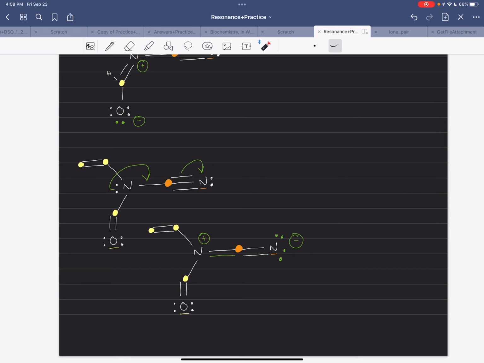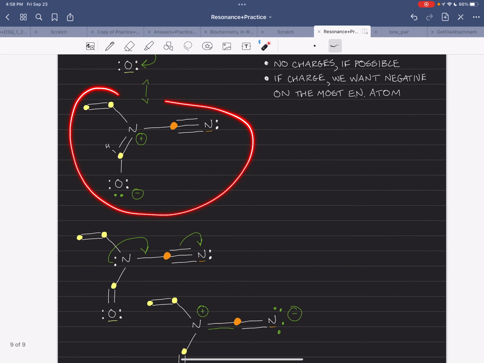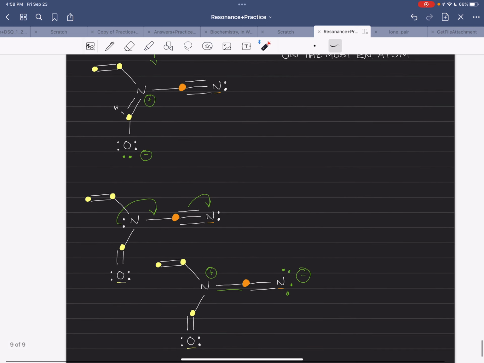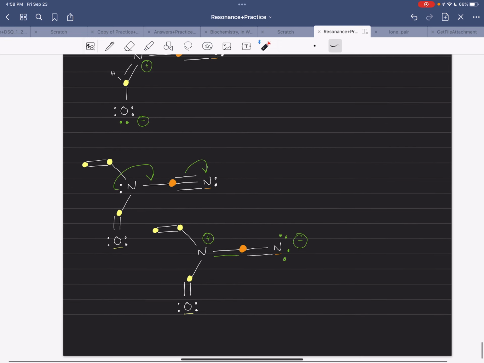Now, is there a negative charge on the most electronegative atom here? No. However, other than that original move that we made, there's really no other way to make a resonance contributor with that oxygen. All right, so this is definitely a valid option that we can have here. Now, let's see, are there any other things we can do?